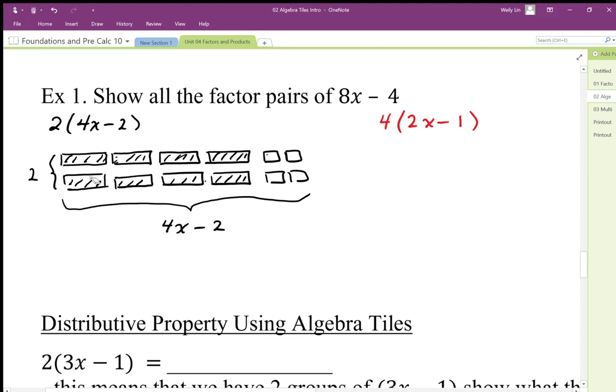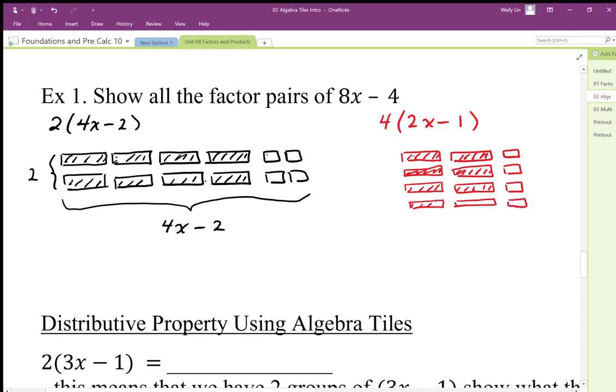And it's important to recognize, to label the length differently here. This is four lengths that are different than these 2 lengths here. So 2x minus 1, I have 4 groups of those. So I'm going to show my 2x minus 1. Okay, and then I'm going to end up with 4 groups of them. So there's 4x minus 2. This is 6x minus 3. And there's my 8x minus 4. So this product here is 8x minus 4.